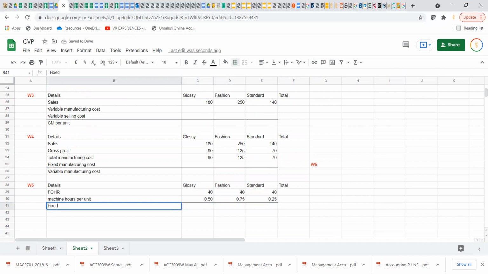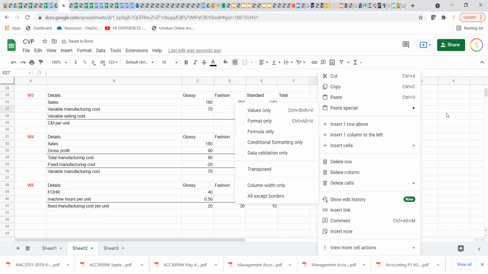So here we have fixed manufacturing costs per unit. So that is over there. I'm going to say equal minus that, because I want to remove it. So therefore, the variable manufacturing cost is the sum. If I put in this over here, variable manufacturing cost equals that.